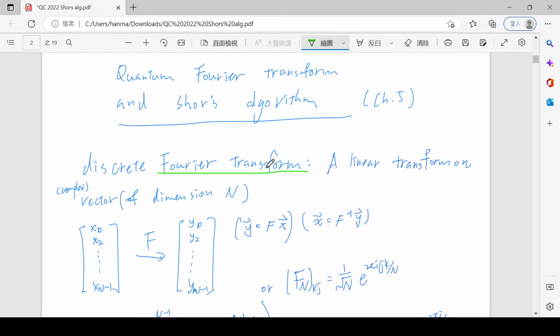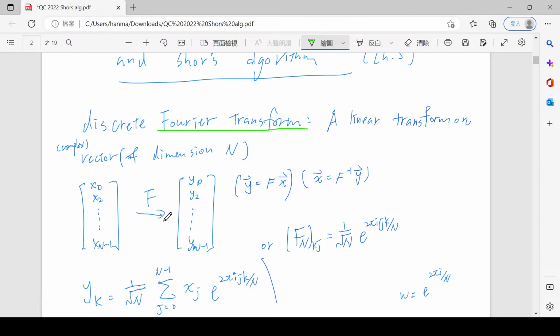The book talks about it in a weird way, but I think the easiest way to understand the discrete Fourier transform is that it's a linear transformation from a complex vector of dimension n to another complex vector of dimension n. A linear transformation is basically a matrix. So the discrete Fourier transform is an n by n matrix, and it's a different matrix for different n.